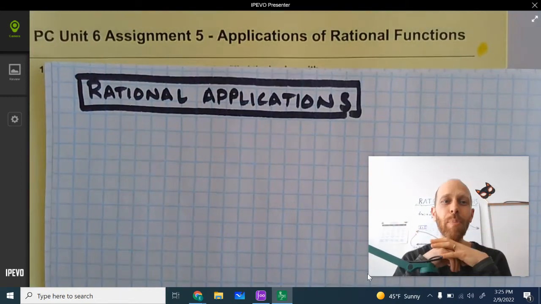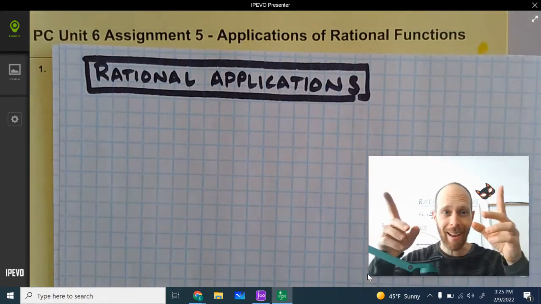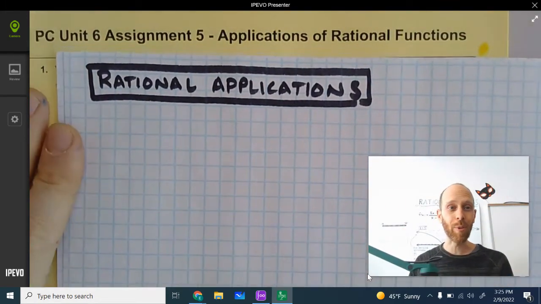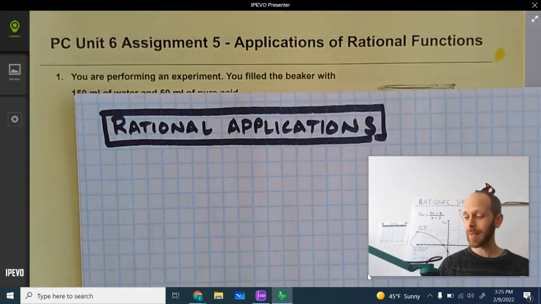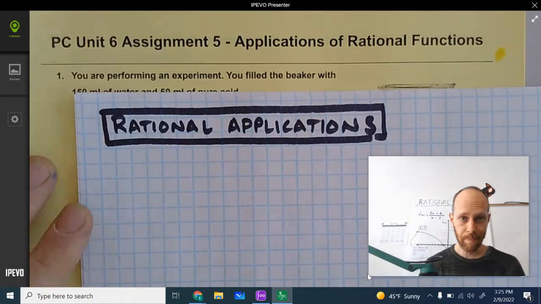Ladies and gentlemen of the pre-calc. Today, it is our chance to look at how we can apply these rational functions to the real world. I'm going to work through one example with you. This example is going to be about one of your and my favorite subjects, chemistry.